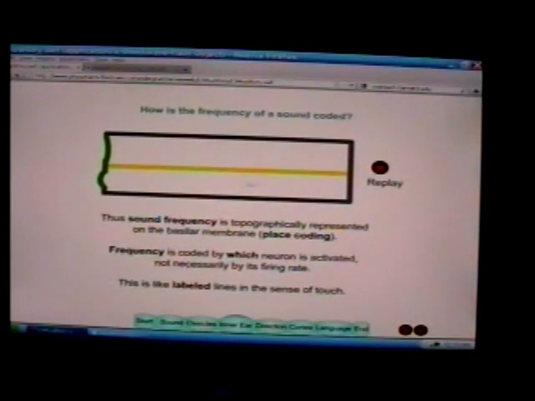So the frequency of the sound that you hear is represented by the activity of hair cells that are distributed on this membrane. And again, this is called place coding because certain frequencies are activating cells at a certain location on the basilar membrane, and other frequencies, the low frequencies, are detected by cells further along the basilar membrane.